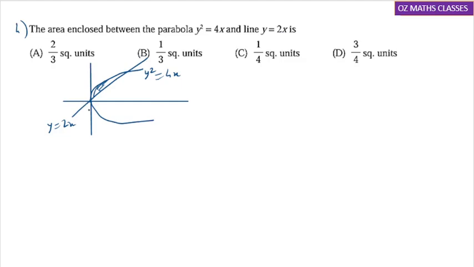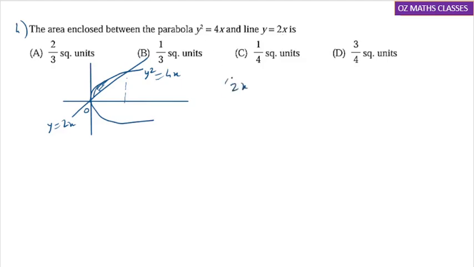Okay, so I need the two points, from where to where. This 0 we know, and for this point, what is the x coordinate of their point of intersection? So how will you get this point of intersection? Solve both the equations to get the point of intersection of the curve. Here I need x values, so I will eliminate the y. I will put y equal to 2x in the parabola.